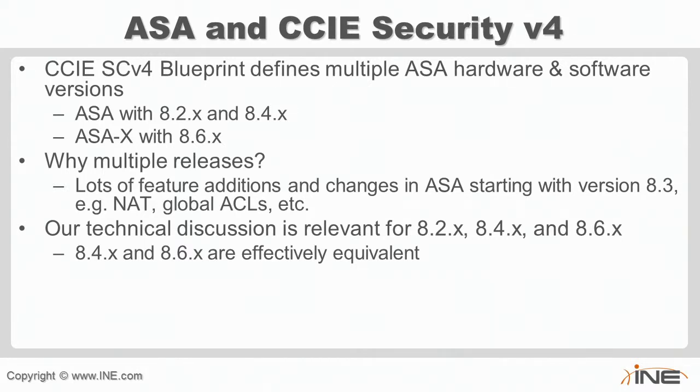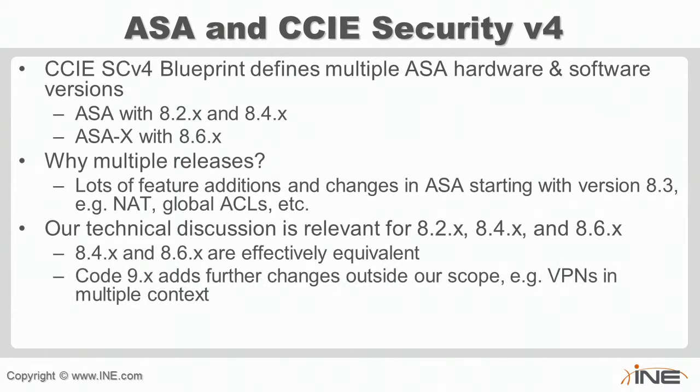Now, what we are not going to be talking about is the newest version 9 code, which adds further changes beyond this that are outside of our scope, specifically for CCIE Security version 4. One of the main changes that version 9 adds that has been lacking up to this point is that now you can do VPN termination when you are running in multi-context mode. And there are different variations of how you can mix multi-context mode. It is basically trying to make all features uniform so that you can run them all at the same time.